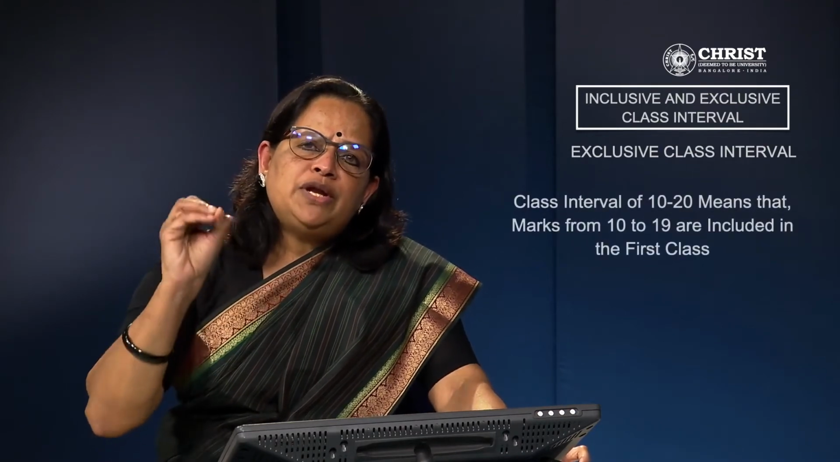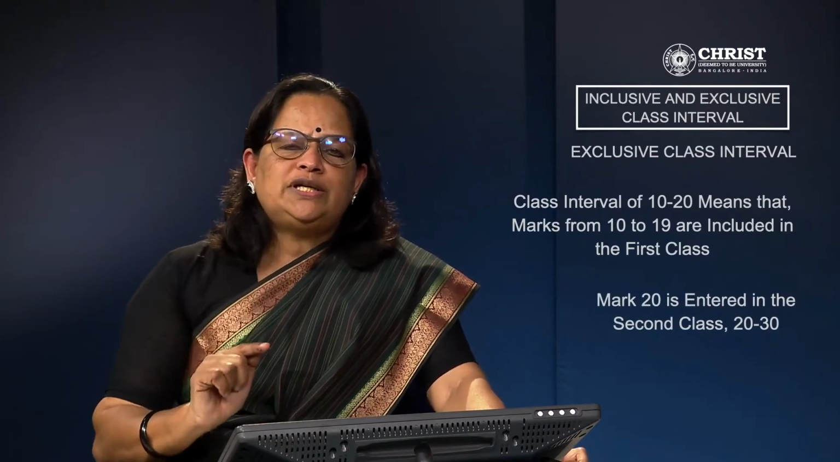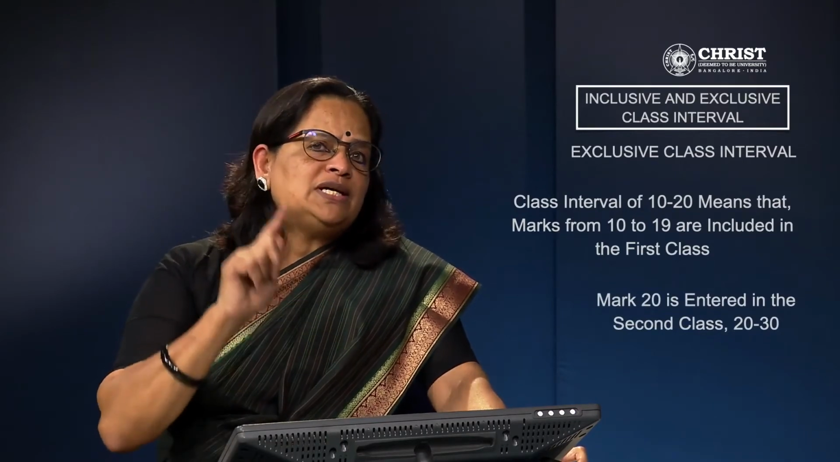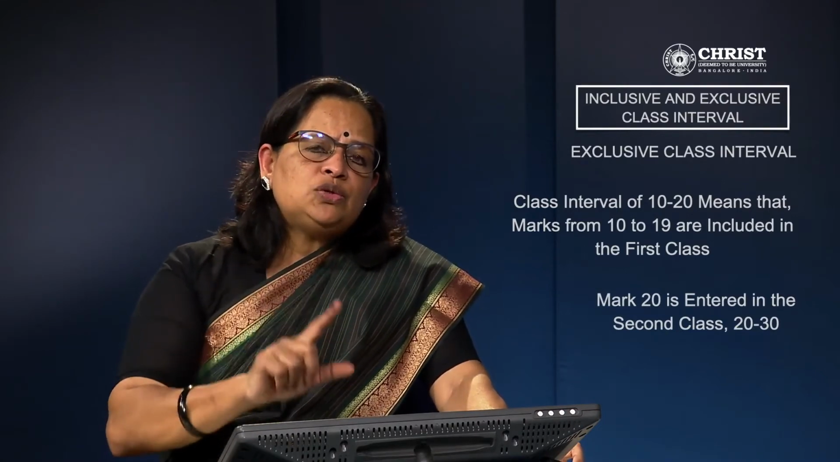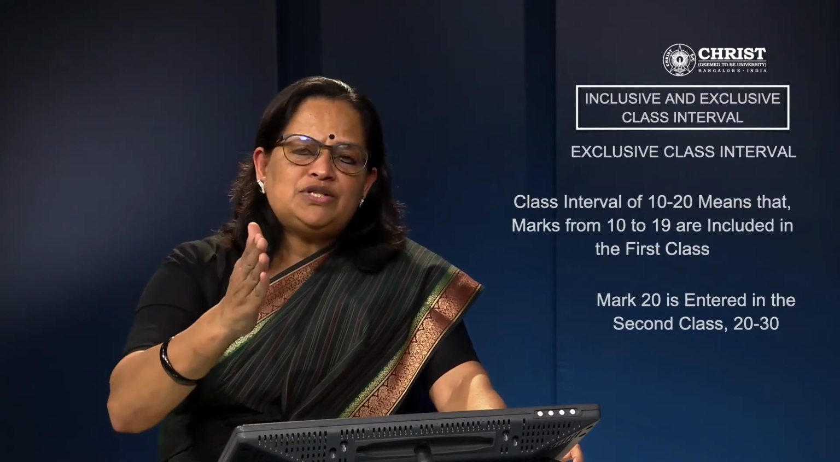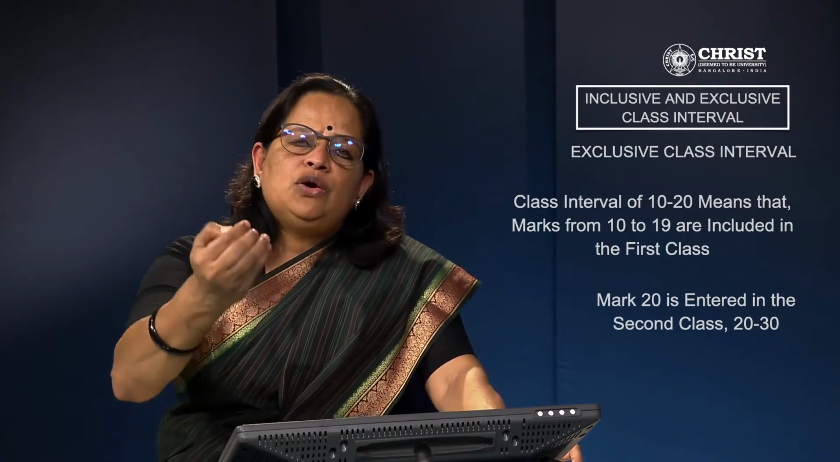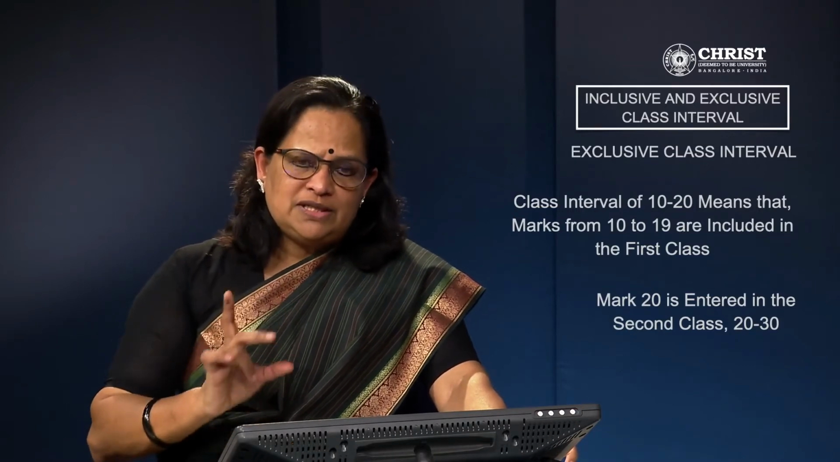Now imagine the class interval is 10 to 20 marks. That means 10 to 19.99 will be included in the first class, whereas if it's 20, then it will be recorded in the second class, that is 20 to 30. So that is the difference between inclusive class and exclusive class. Inclusive class we can use only for discrete variables. Exclusive class interval we use for continuous variables. And the upper limit of the class, whether it's included in the same class, or, in the exclusive class interval, it goes to the next class. That is the difference. Now I am going to do a problem.